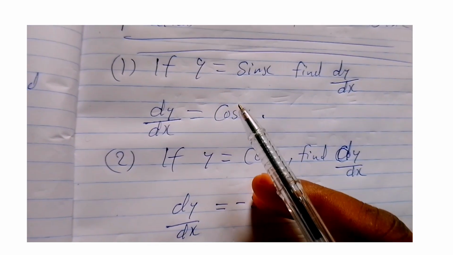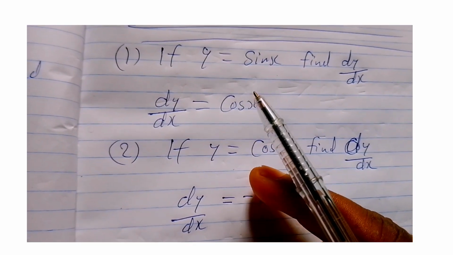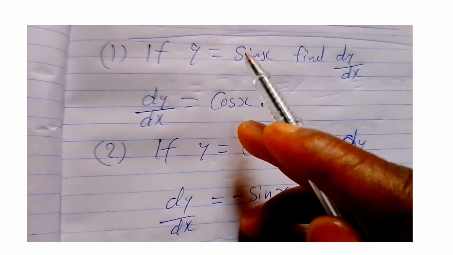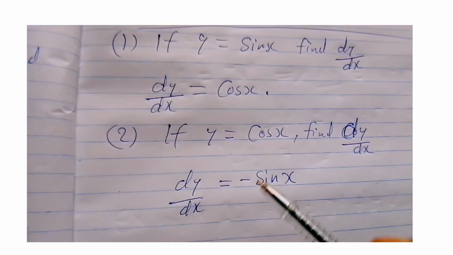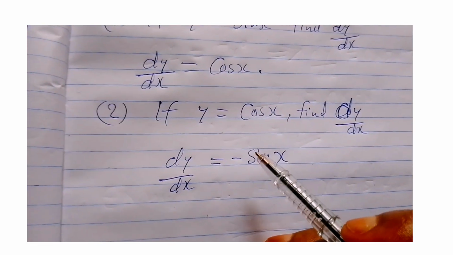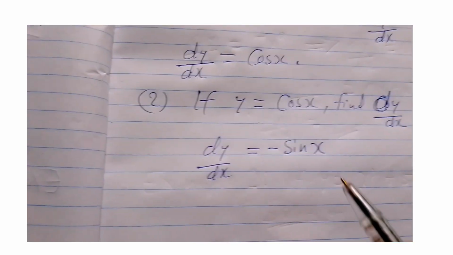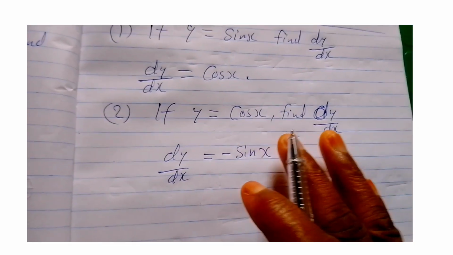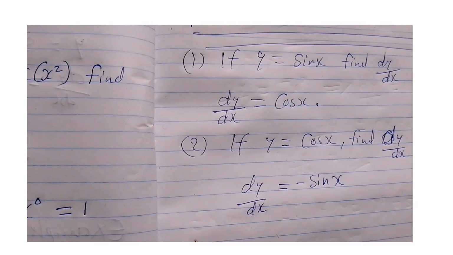But if they say you should prove it, that is different from finding the derivative. Just keep in mind that if you want to differentiate sin x, it's going to give you cos x. If you are differentiating cos x, it's going to give you minus sin x. This is very vital. You need to know this so that you can apply it when finding the derivative of a function in calculus.